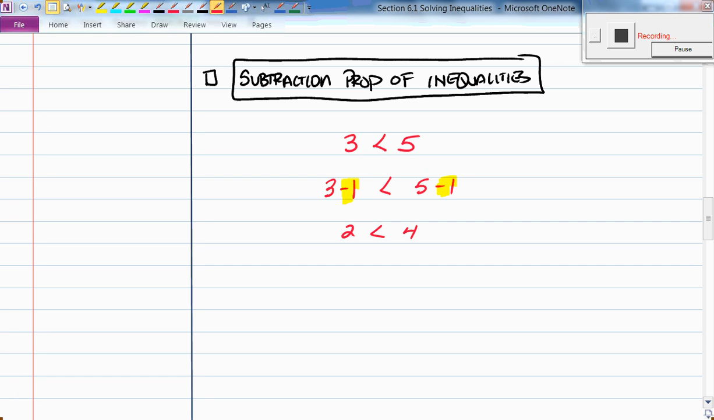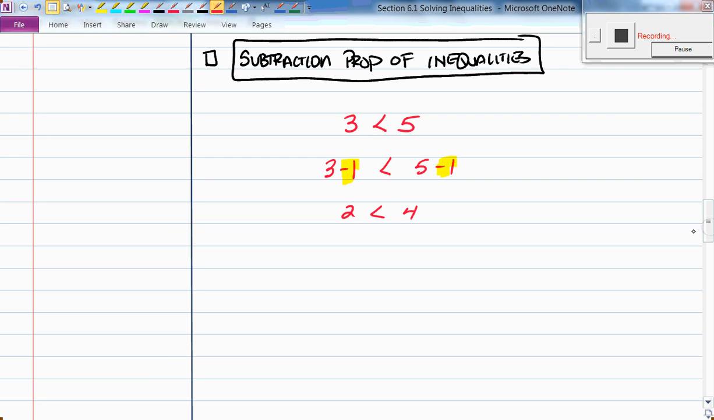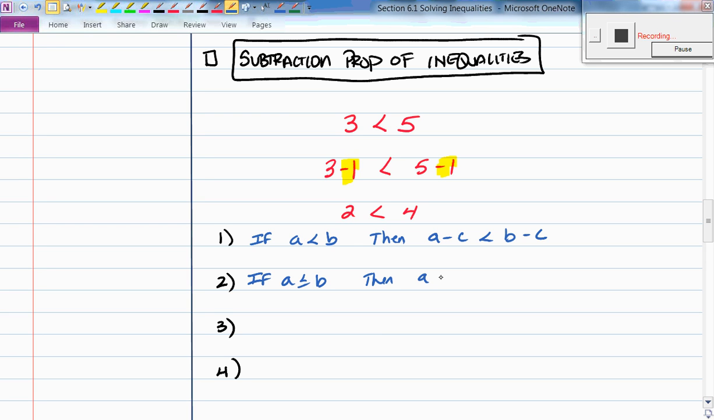This is the basis, the setup for the subtraction properties of inequality. And there's 4 of them, just like there were before. 1, 2, 3, and 4. So you can imagine how the first one's going to come out. If we know that A is less than B, then we know that A minus C is less than B minus C. If A is less than or equal to B, can we say the same thing? Yeah, we sure can. Then A minus C is less than or equal to B minus C.